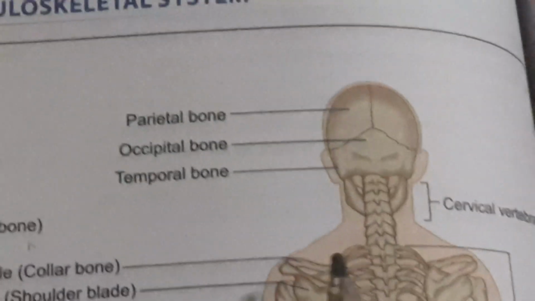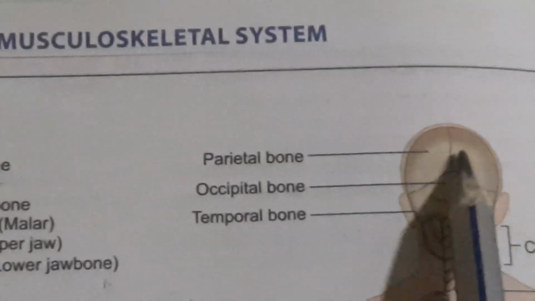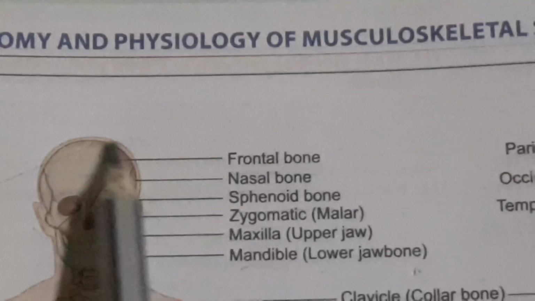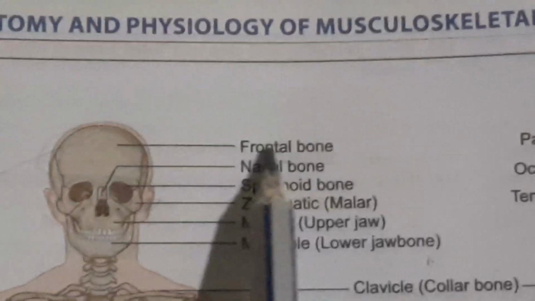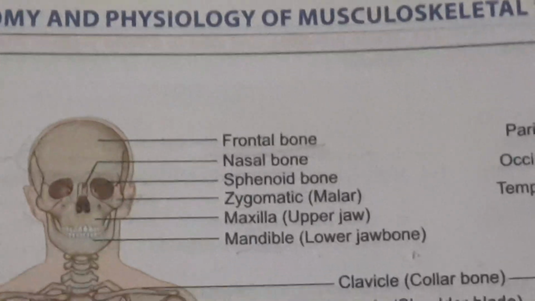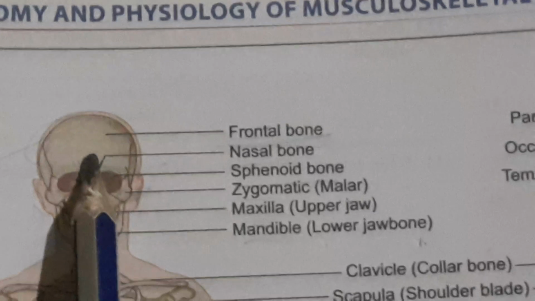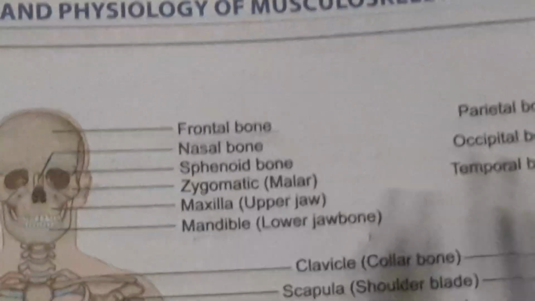This is the back side of the skull. Now in frontal we have read that this part, the frontal part, is known as frontal bone. Very easy. The front means frontal bone. What comes in the front? That is your frontal bone.